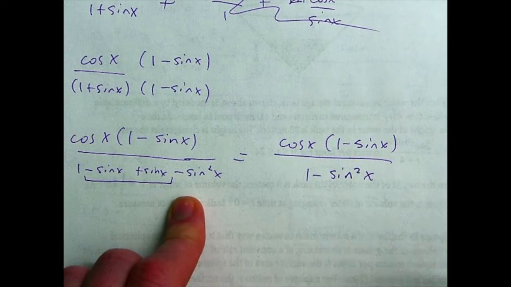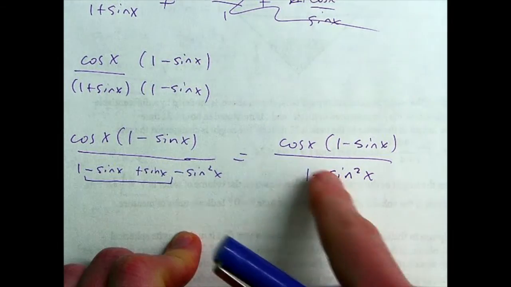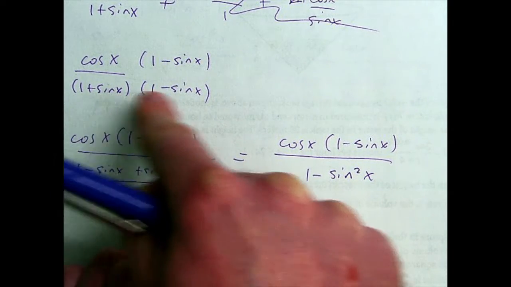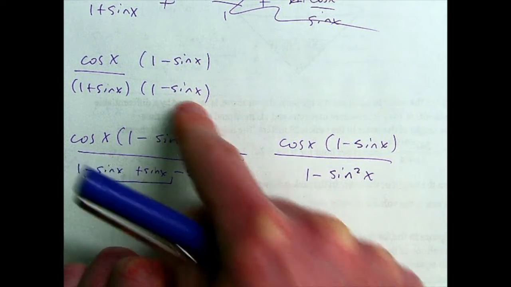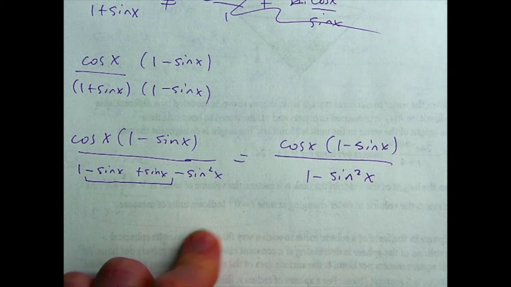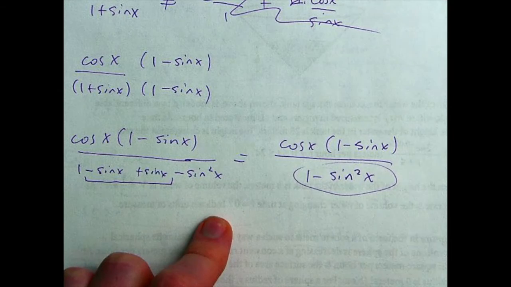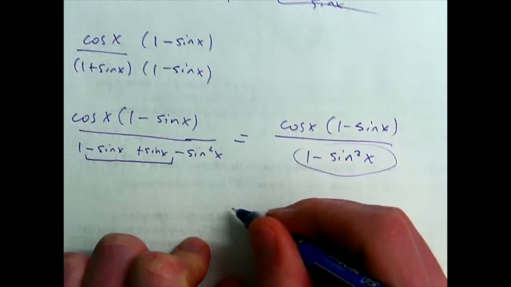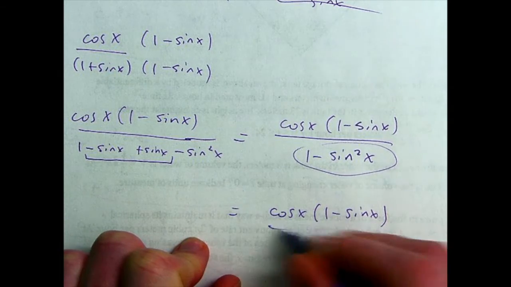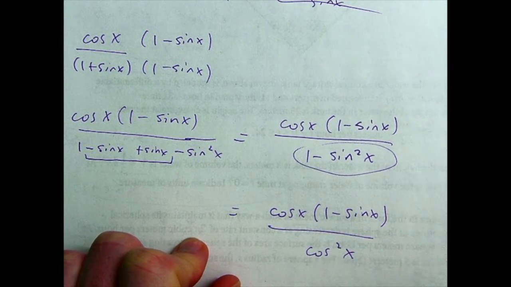By the way, you could have jumped directly from here to here if you recognized that this denominator was the product of a sum and a difference. So the multiplying out will give you a difference of two squares, but you don't have to know that. And then hopefully you recognize that 1 minus sine squared is actually cosine squared. So this is cosine x times 1 minus sine x all over cosine squared x.